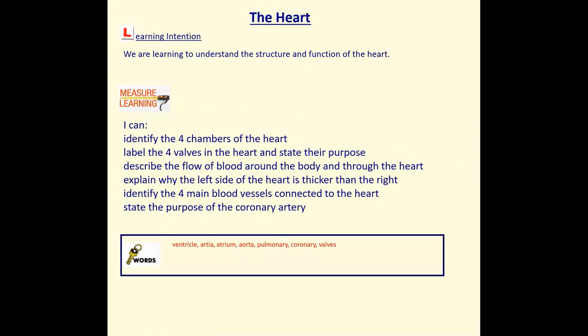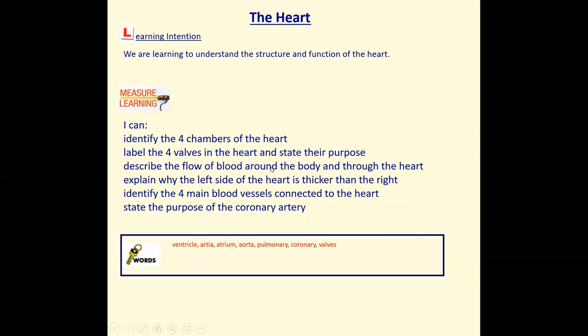And that is it. So not too long, but hopefully that has covered the important parts. You need to be able to identify the four chambers of the heart, our left and right atriums and ventricles. We need to know where the four valves are. We don't need to know their names, but we need to know where the four valves are in the heart and what they're there for: stopping backflow of blood, keeping it flowing in the right direction.